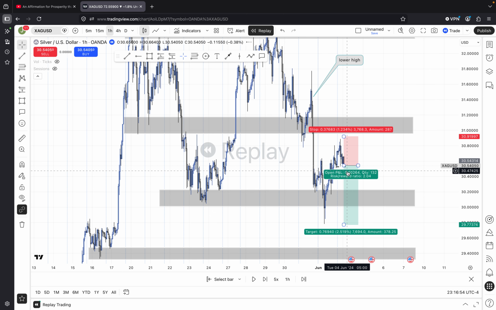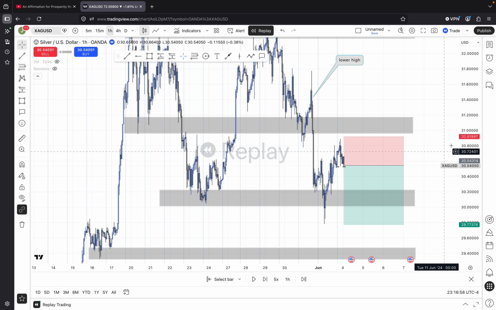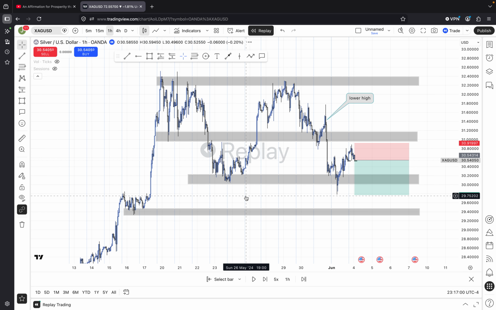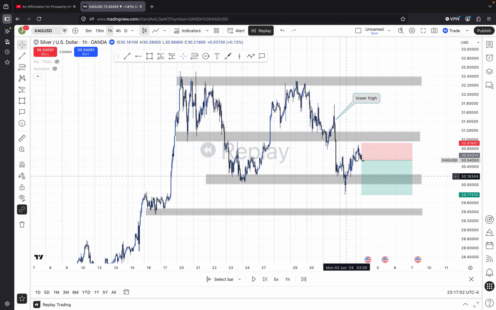All right. Let's see what happens. Let's see if we get a higher high established. If so, then that's understandable. It is what it is. Price did break structure right here, so I'm going off of that. Plus, we have a lower high here. Let's see what price does.